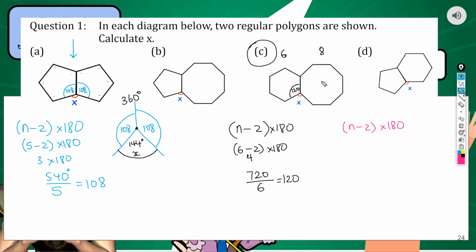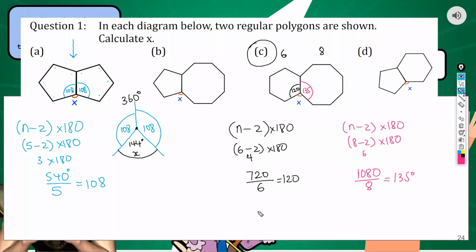For the octagon, there are 8 sides. So it's 8 minus 2, which is 6. So 6 multiplied by 180 is 1080. And you have to divide it by 8 because it's 8 angles. And we get 135. So at this junction, it's 135. And we know the full junction is 360 degrees. So we add the 120, the 135, and minus it from 360. And the final answer is 105 degrees.